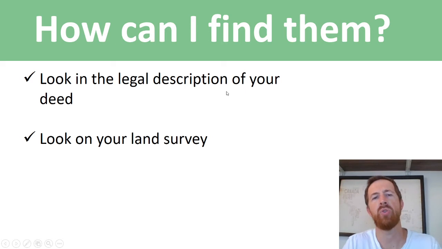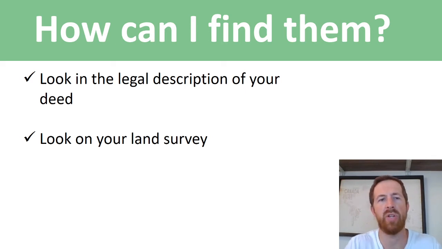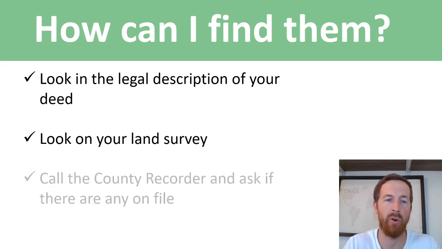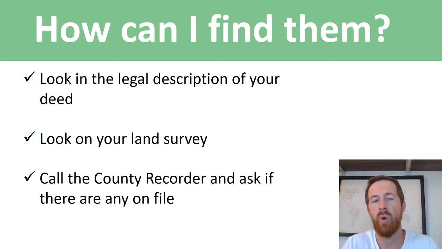All right, so you've looked in the legal description of your deed, you've checked the land survey. Where else could you potentially look for an easement? Now it's possible that you could miss an easement, especially a utilities easement, in these two places, one that was put on the deed later. So you would want to call the county recorder and ask if there are any easements on file for the property.